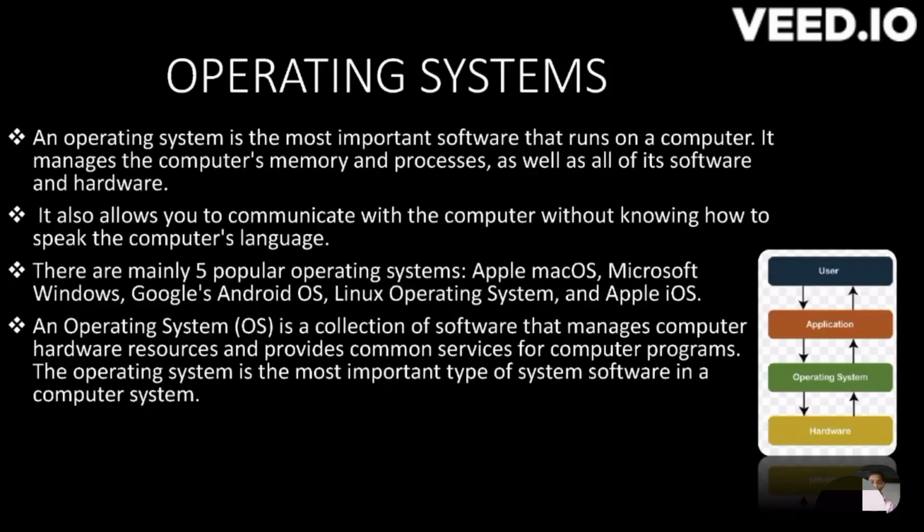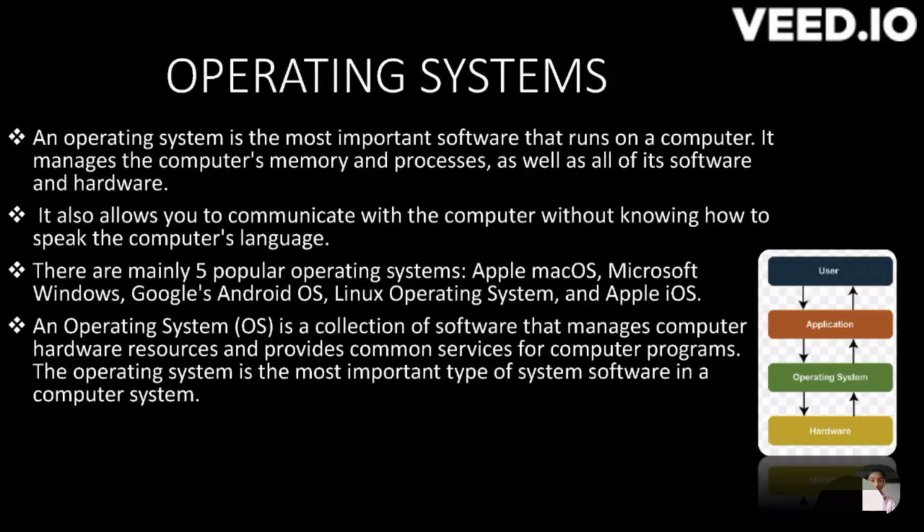Before going to the resource management in operating system, we should know what is operating system. An operating system is the most important software that runs on a computer. It manages the computer's memory and processes, as well as all of its hardware and software. It allows you to communicate with the computer without knowing how to speak the computer's language. There are mainly five popular operating systems. They are Apple Mac OS, Microsoft Windows, Google's Android operating system, Linux operating system, and Apple iOS.